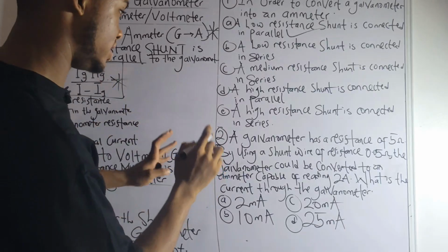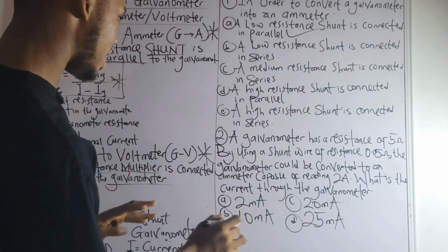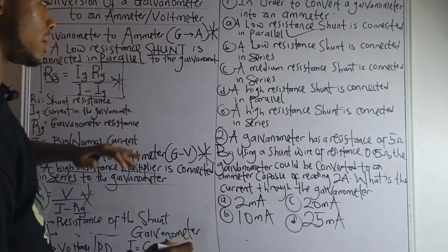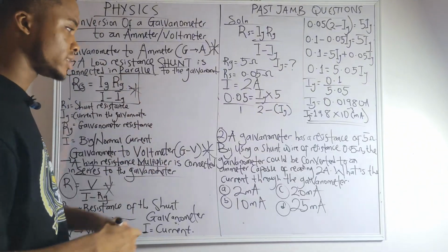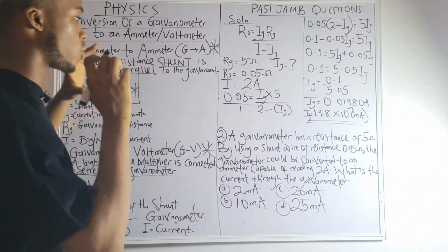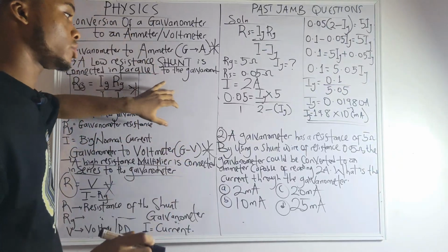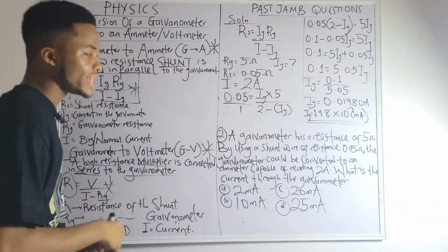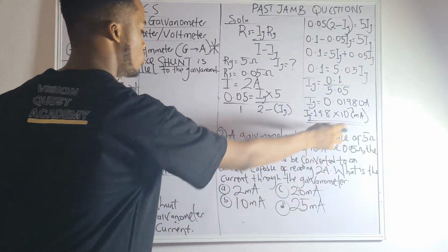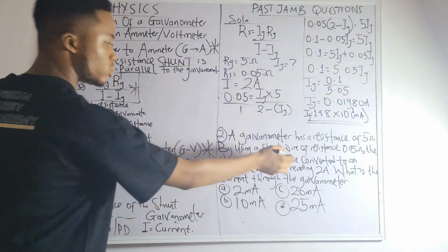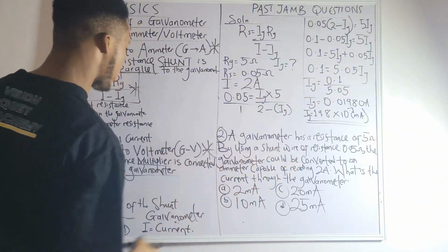Now the next question, I'm going to attempt it. This is a calculation question on either this or this. I'm going to break it down very soon. This second question is on the aspect I just taught you. Now they said a galvanometer has a resistance of 5 ohms by using a shunt. Once you see shunt, know that you are using what?